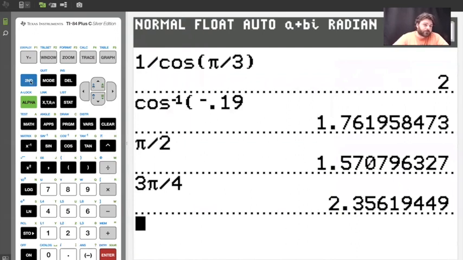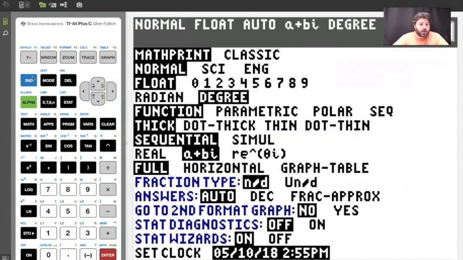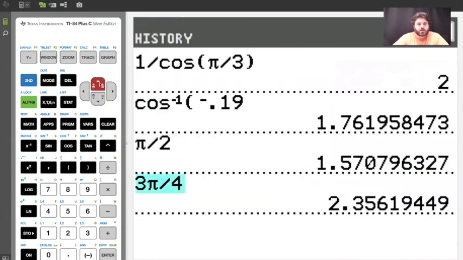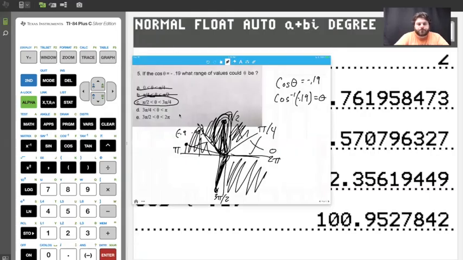Alternately, I could change the mode to degree mode and then do the same thing, right? I could go back and say, okay, what's the cosine inverse of negative 0.19? And it's going to say 100 degrees. Well, 100 degrees is a little bit past 90, but it's not quite 135. So if you're better with degree measures, you can always get your answer in degrees and reason through why that would work. Okay?